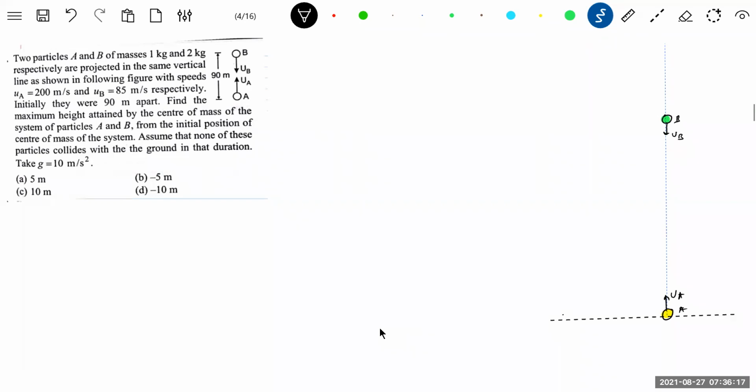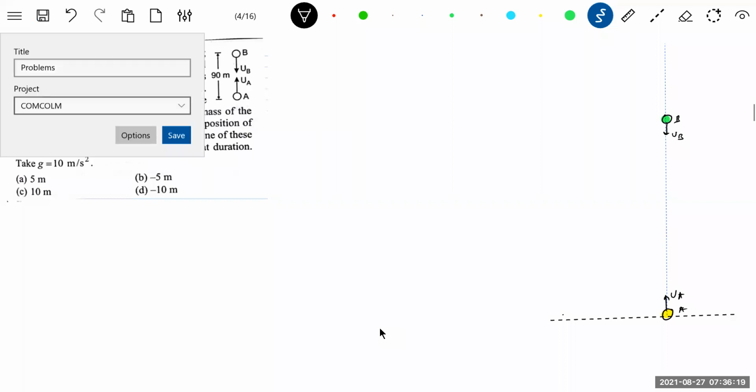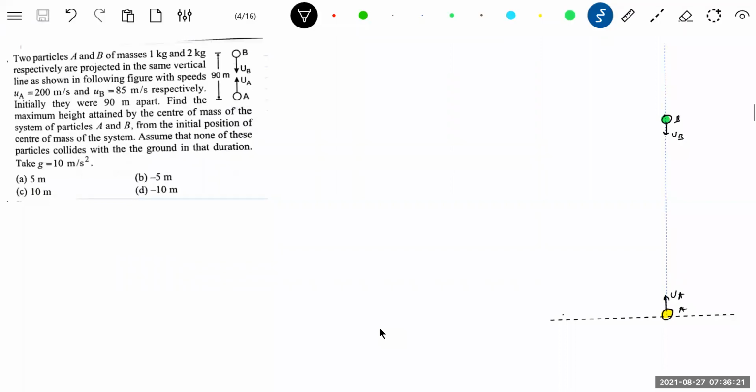Find the maximum height attained by the center of mass. So what method has to be used? We'll take help of the equations of motion for the center of mass. The equations of motion which are there now have to be applied for the center of mass. So initially where will the center of mass be? This will be 1 kg, and 2 kg is there. So the center of mass has to be near the heavier mass. Therefore I'll locate it somewhere here. It will be near the heavier mass.